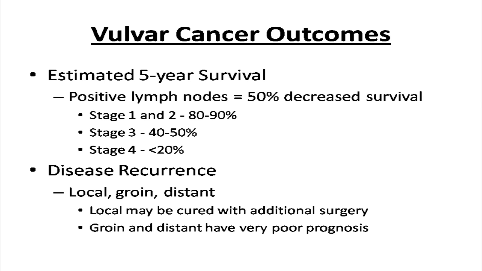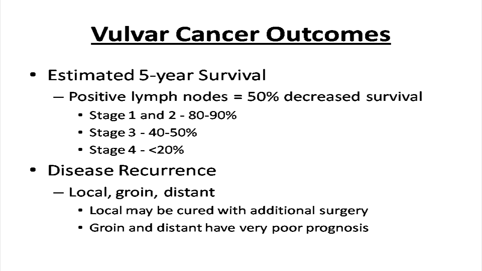Lastly, I want to briefly discuss the anticipated outcomes of vulvar cancer. In oncology, we think of 5-year survival rates, and in vulvar cancer, it's important to note that positive lymph nodes are a poor prognostic factor and endow a 50% decreased 5-year survival. Therefore, for stage 1 and 2 disease, 5-year survival is pretty good at 80 to 90%. In stage 3 disease, which implies lymph node metastases, 5-year survival may be in the 40 to 50% range. Stage 4 disease is oftentimes less than 20% 5-year survival.